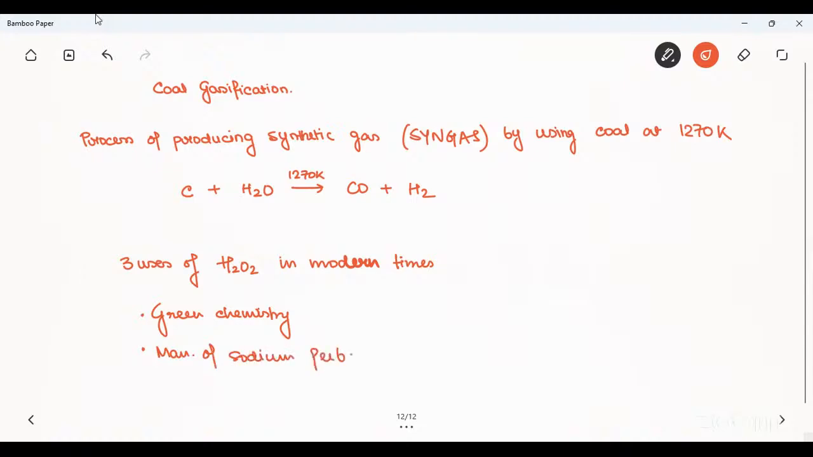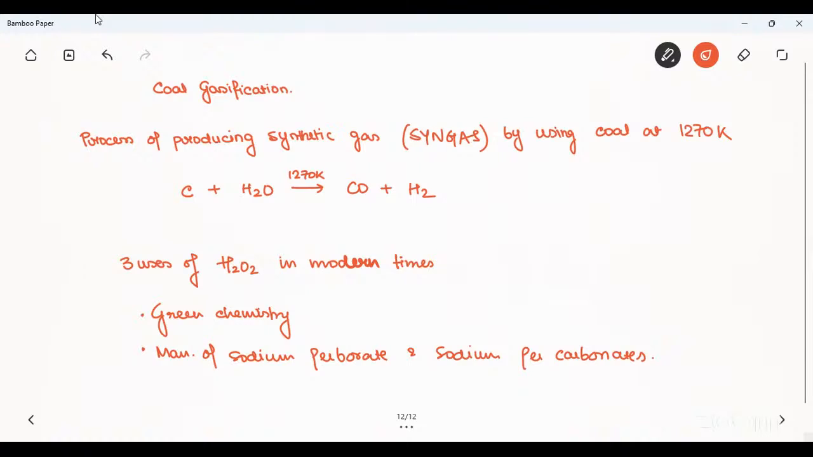Sodium perborate and sodium percarbonates. So these are the important things. H2O2 is used in certain food products and also in certain pharmaceuticals. They are used as a bleaching agent and also in antiseptic hair bleaches. So these are the things that you can write in your exam. These are the most important things that might be coming in your exams.